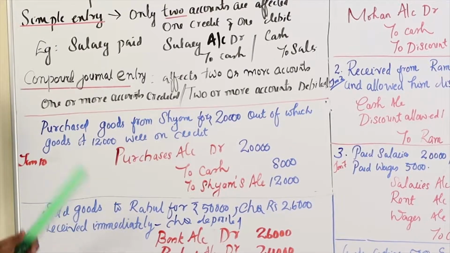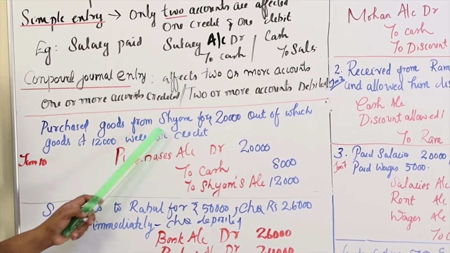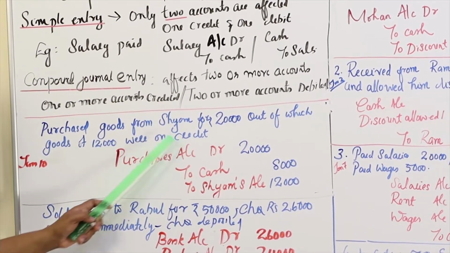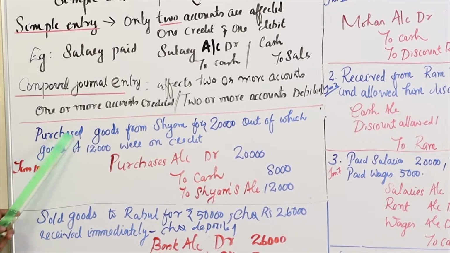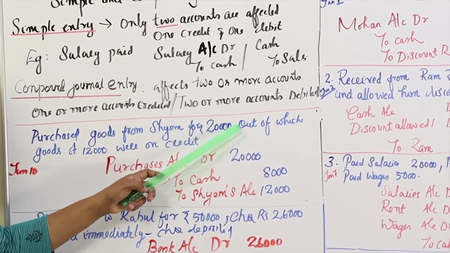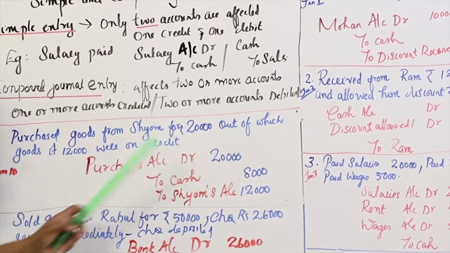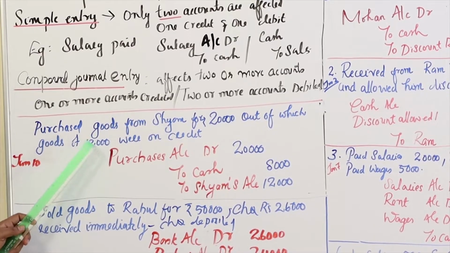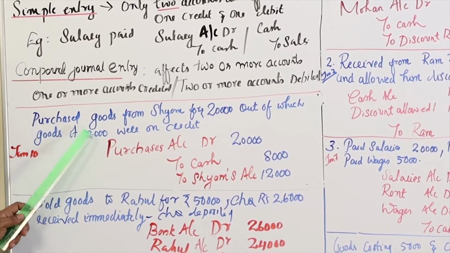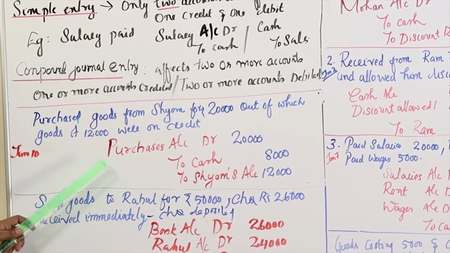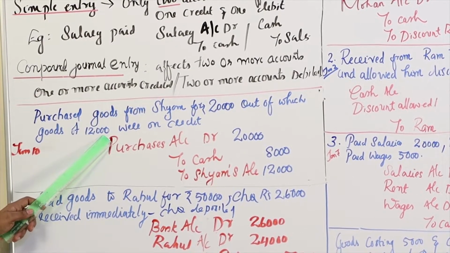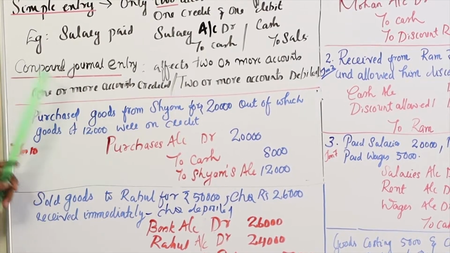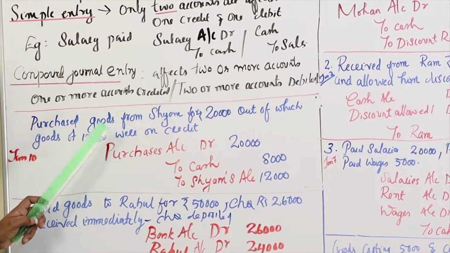So let's see one question. Purchased goods from Shyam for ₹20,000, out of which goods of ₹12,000 were on credit. Which means we purchased goods from Shyam, total purchase cost is 20,000, out of which ₹12,000 is on credit, so we are paying only 8,000 right now and the balance 12,000 we are going to pay on a future date. So this 12,000 is a credit transaction and 8,000 is a cash transaction because we are paying at the right time.